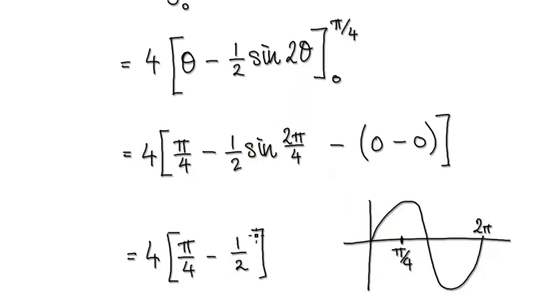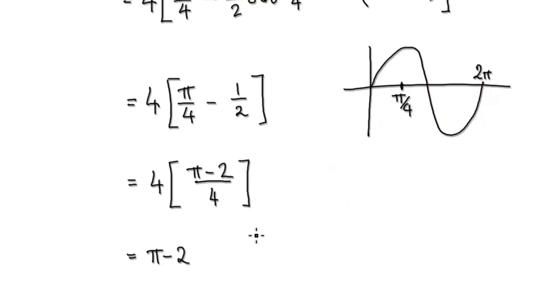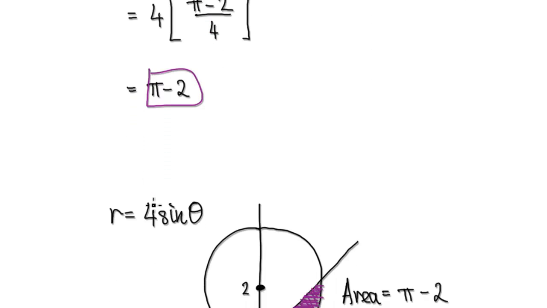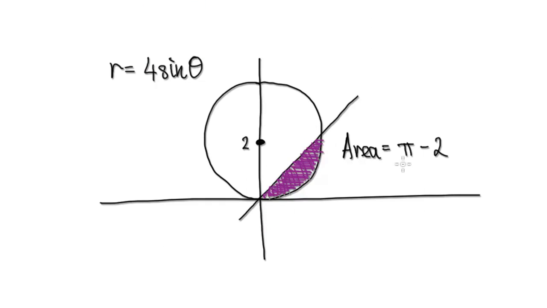So now times top and bottom here by 2, so that would become pi take away 2 over 4. These two 4's cancel each other out. So the area is given by pi minus 2. So this area here is pi minus 2. Okay.